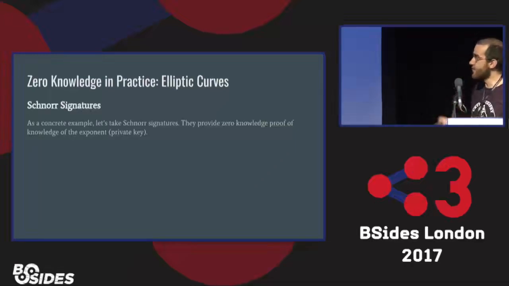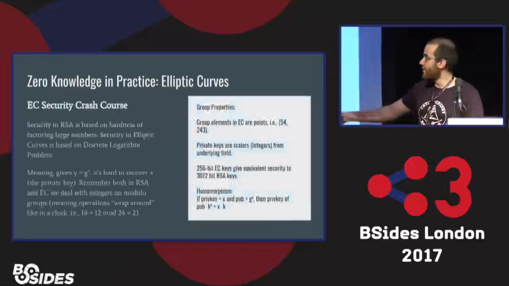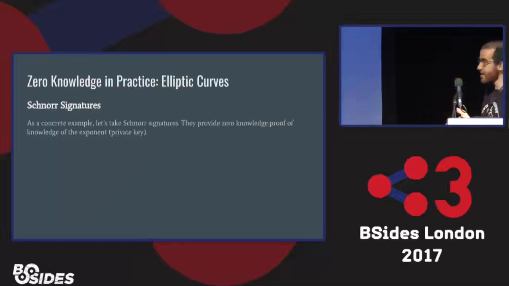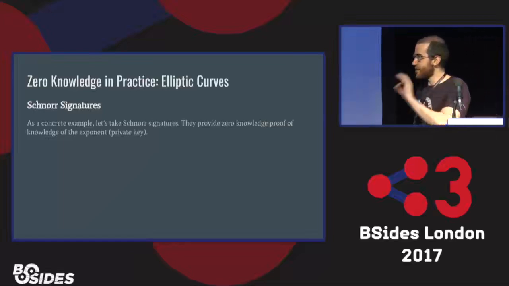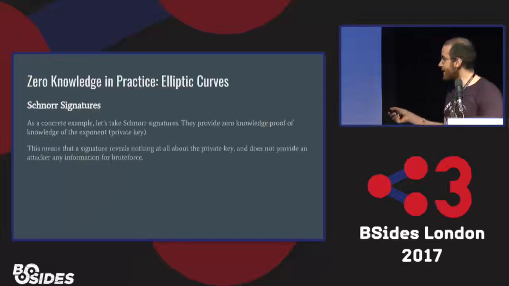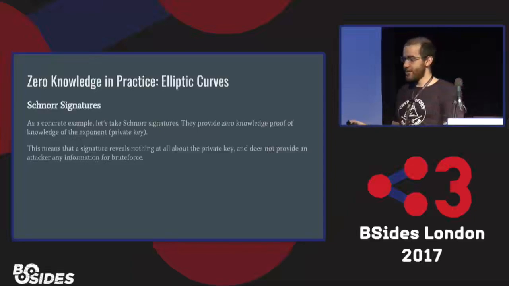They provide a zero knowledge proof of knowledge of the exponent, right? So I'm proving to you that I know x in g to the x without giving you anything else about it. There's a special property here that, if you pay attention, you can clock onto, which is very interesting. This means a signature reveals nothing at all about the private key. It does not provide an attacker any information for brute force.